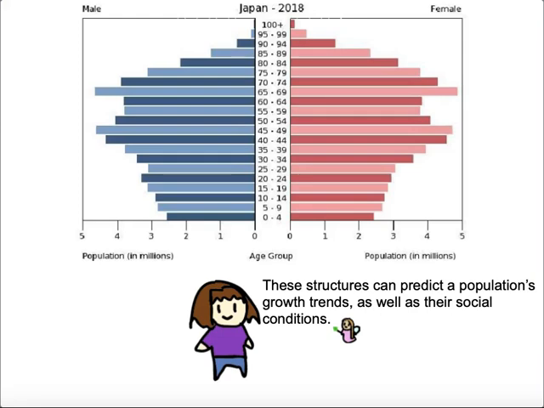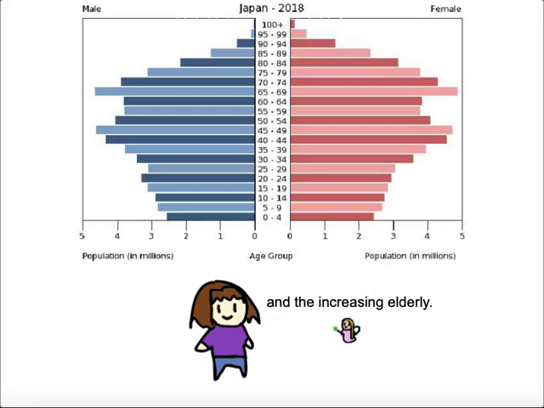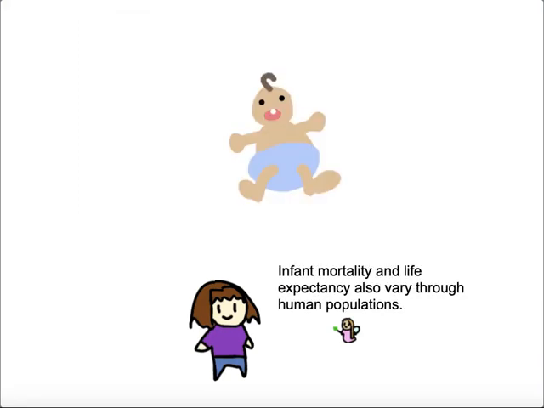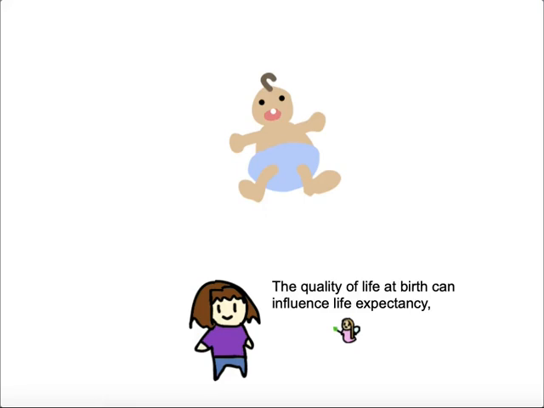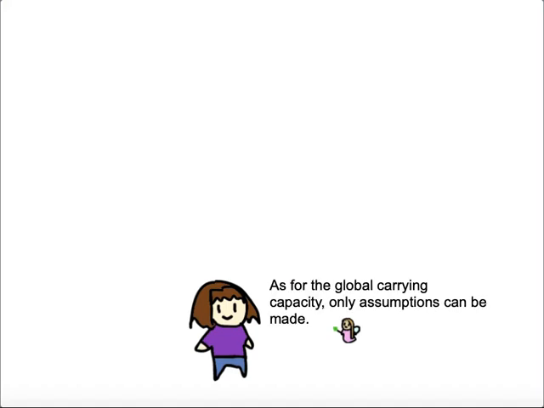These structures can predict a population's growth trends, as well as their social conditions. Some places may stress the need of a working middle class in order to support the young and the increasing elderly. Infant mortality and life expectancy also vary through human populations. The quality of life at birth can influence life expectancy, which can be seen in comparing undeveloped countries with more developed countries. As for the global carrying capacity, only assumptions can be made.